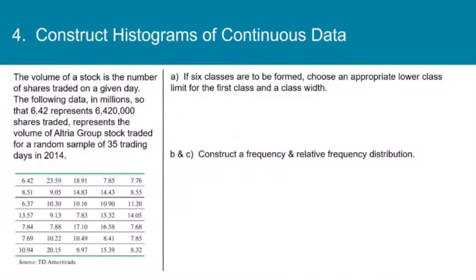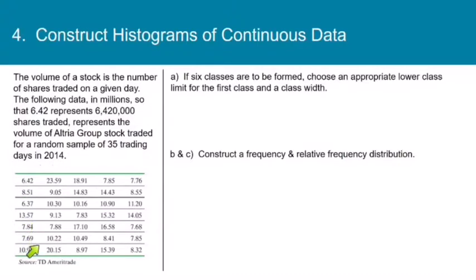Now I do want to do one example with you where we choose our own first lower class limit and our own class width. So let's look at this example together. The volume of a stock is the number of shares traded on a given day. The following data in millions, so that 6.42 represents 6,420,000 shares traded, represents the volume of Altria Group stock traded for a random sample of 35 trading days in 2014. If 6 classes are to be formed, choose an appropriate lower class limit for the first class and a class width.